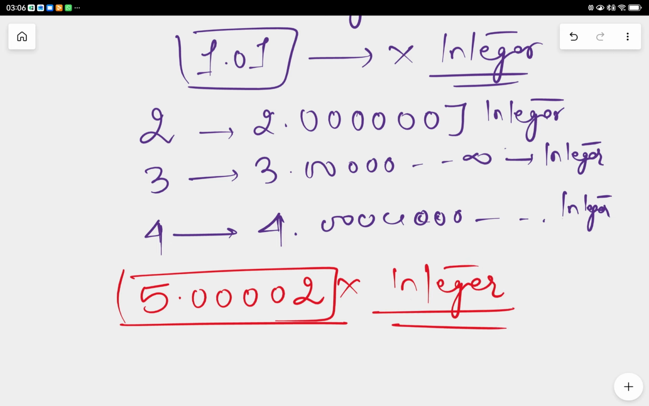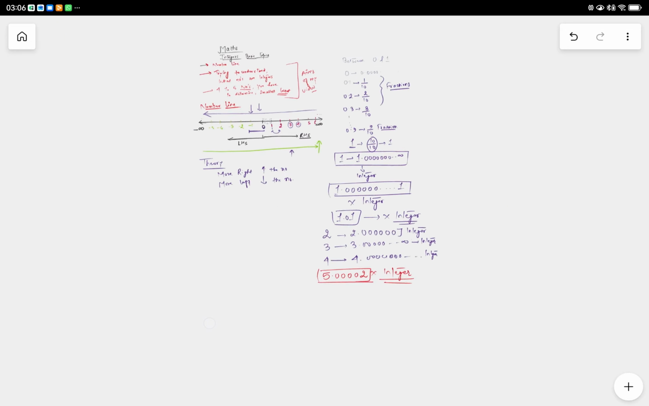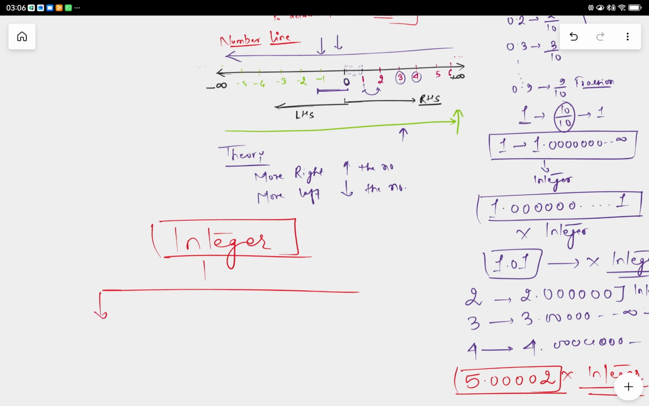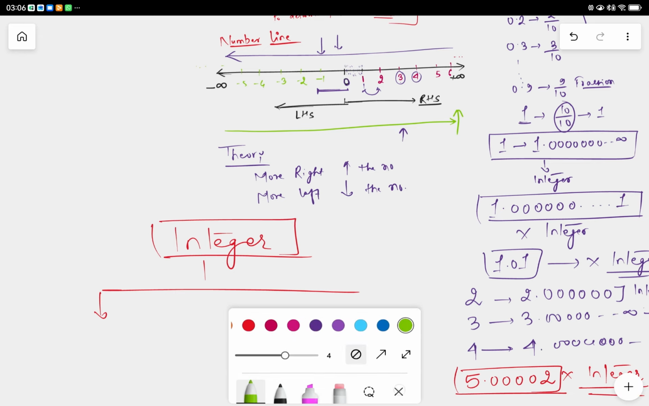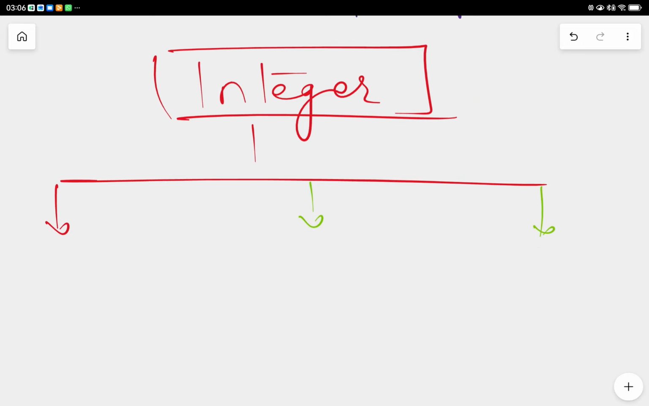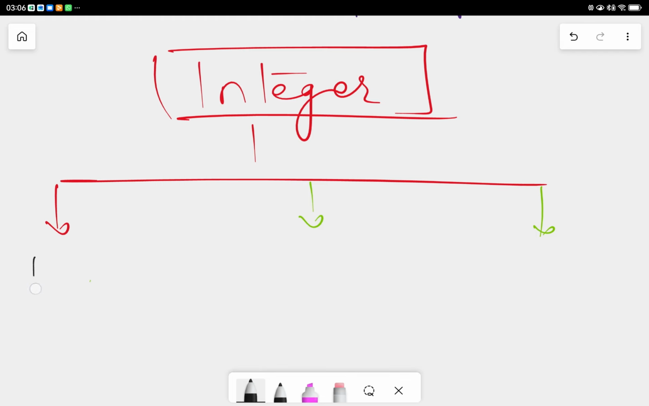So the decimal part and the fractions part, we will try to understand in detail. For the time being, we'll just concentrate on whatever numbers are present on the number line. So hence, integers can be further subdivided into three classes. First one is negative integer.